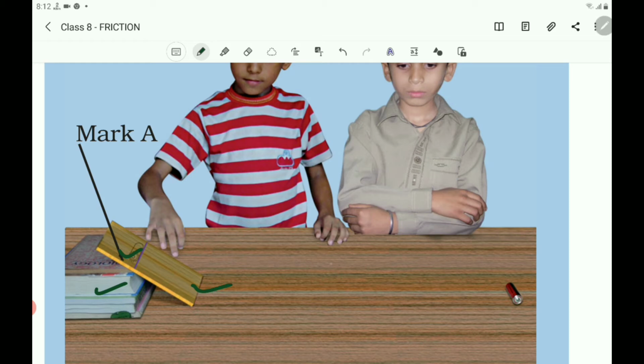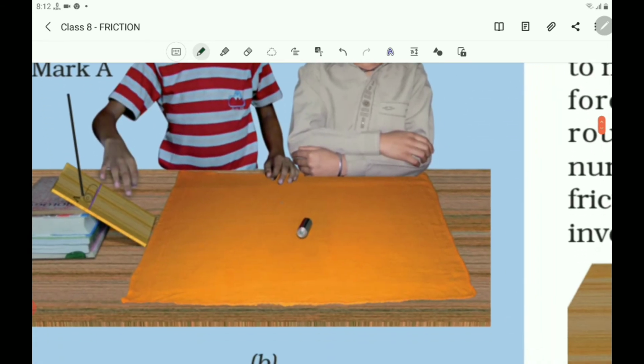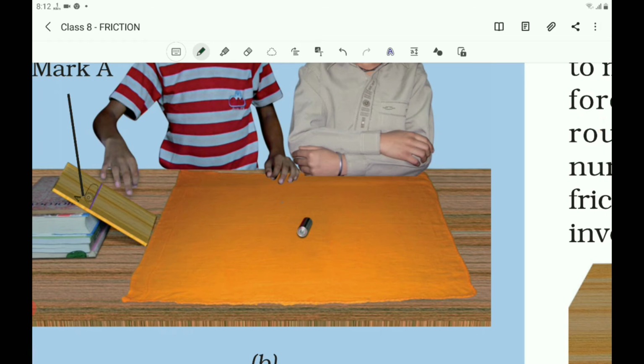Now spread a piece of cloth over the table. Make sure that there are no wrinkles on the cloth. And try the same activity again. Release the cell from this point again, and again note down the distance traveled by the pencil cell.